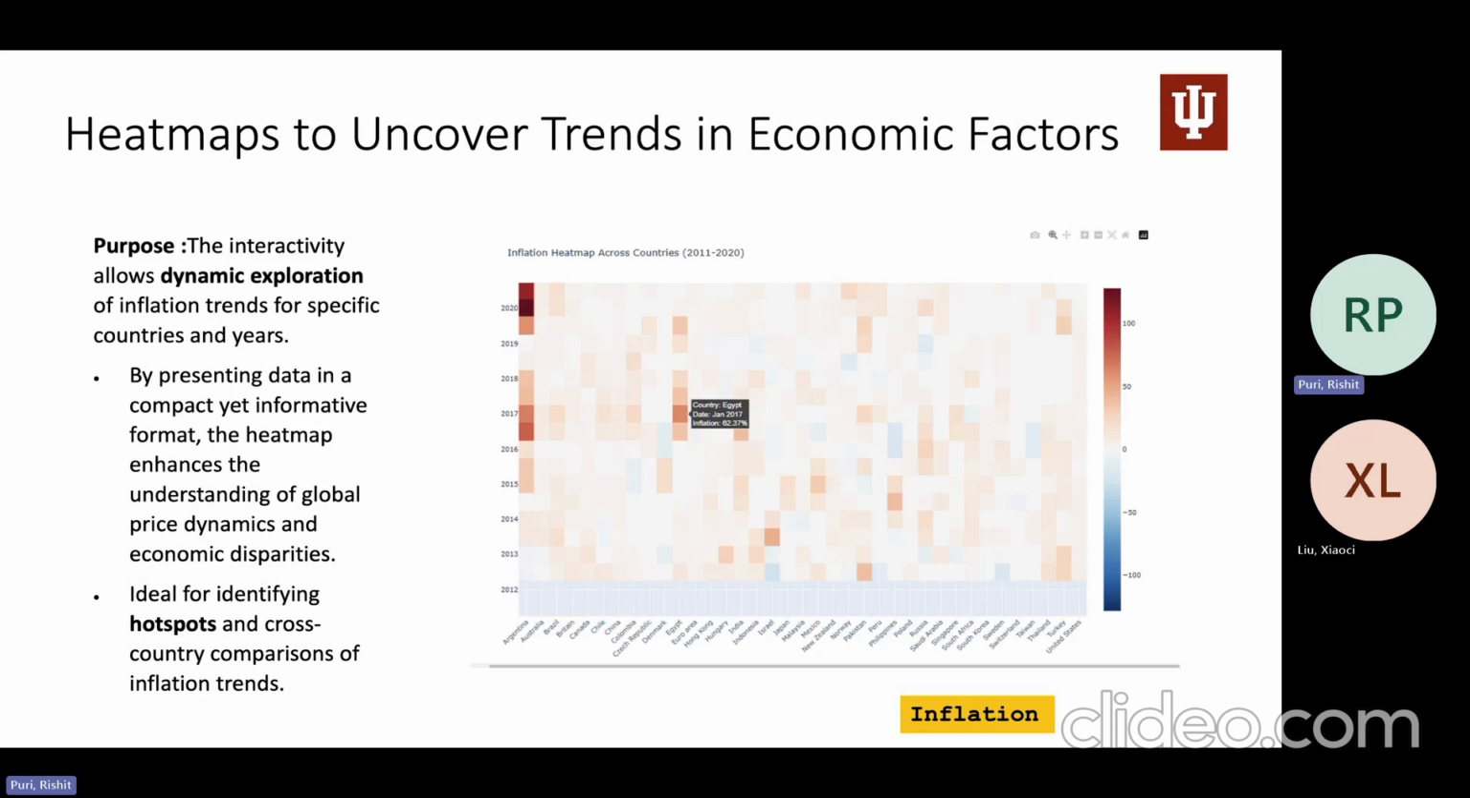The figure shown here is an interactive heat map, which basically uncovers the trends in various economic factors. The purpose of this was a dynamic exploration of inflation trends for specific countries and years. By presenting data in a compact yet informative format, the heat map enhances the understanding of global price dynamics and economic disparities. With the help of heat maps, it's ideal to identify hotspots and make cross-country comparisons of inflation trends. In this particular matrix, the y-axis tells us the timeline, and the x-axis shows the performance of various countries.